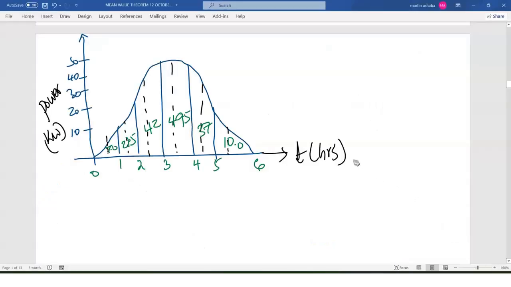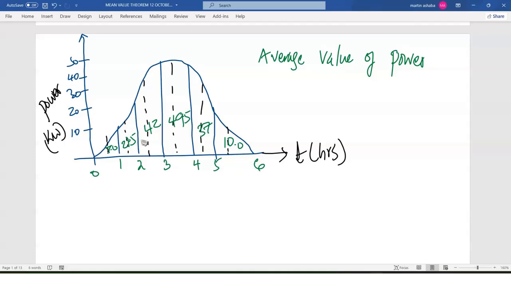So here we are required to determine the average value of power. These values were obtained from an experiment. They got values of power consumed when time was 1 hour. It was a particular value. Then at 2 hours, it was a particular value. At 3 hours, it was a particular value, up to when we reached 6 hours when power was zero.